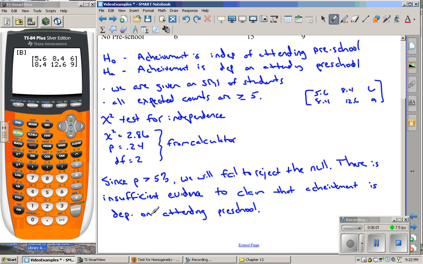All right, and that's it. The calculator does most of the work for you. The main thing I'm looking at and I'm concerned about is, did you set up your hypothesis statements correctly? Did you check your assumptions? Did you verify your expected counts? Did you figure out the correct values from the calculator? And was your interpretation of the data and the statistics correct?